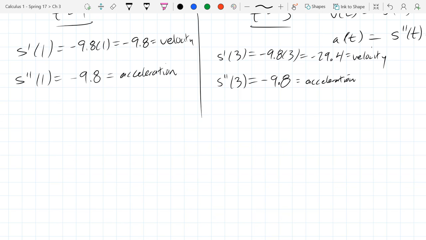So now we'll look at a similar problem, except this time it's going to start with an initial velocity. So this is going to be a dynamite blast shooting up a rock, and it's going to go up and then come back down. And we're going to answer some questions on it.